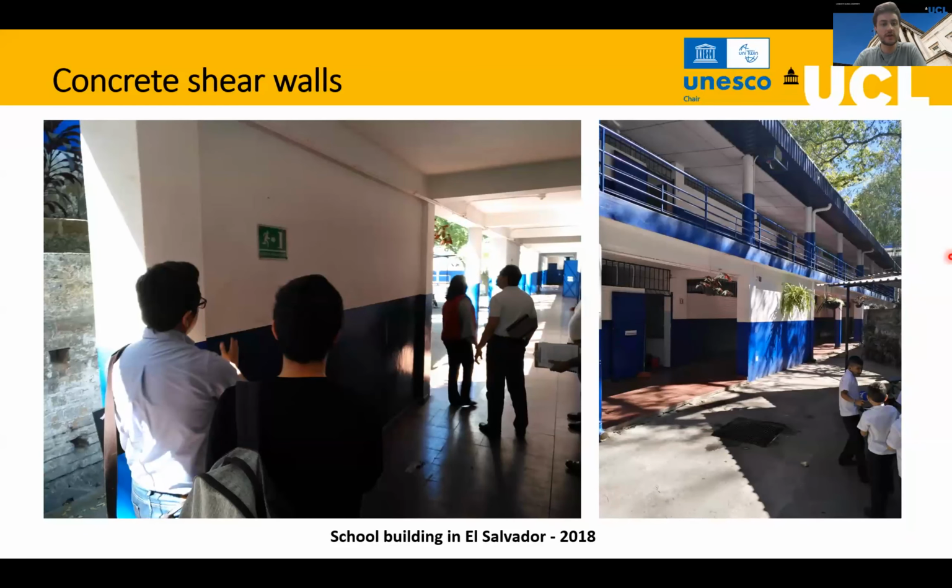And here you can see a school building in El Salvador. This was a picture taken in 2018. And in here you can see in this span the addition of a shear wall for retrofitting this building.